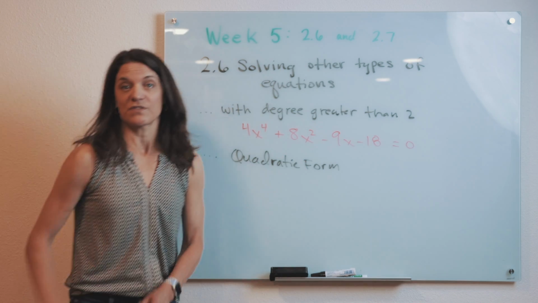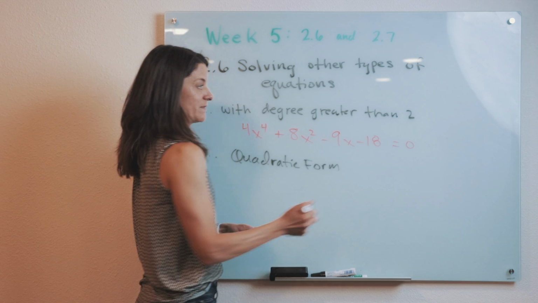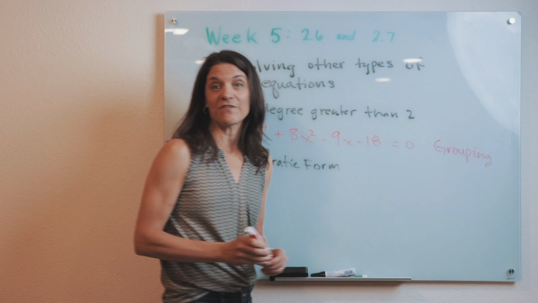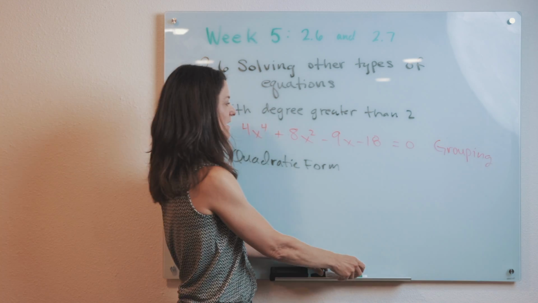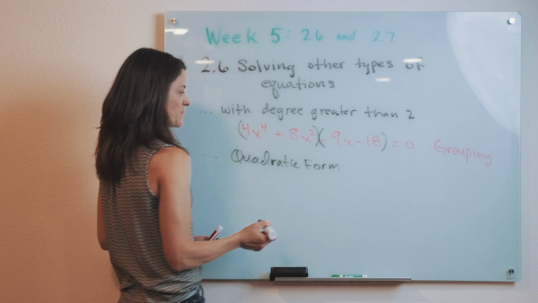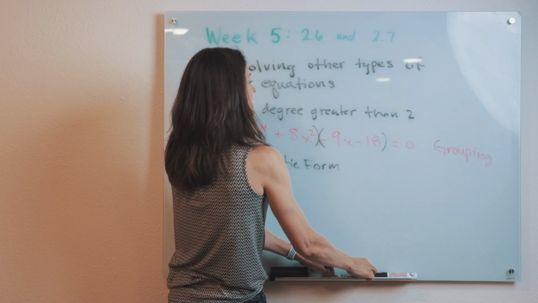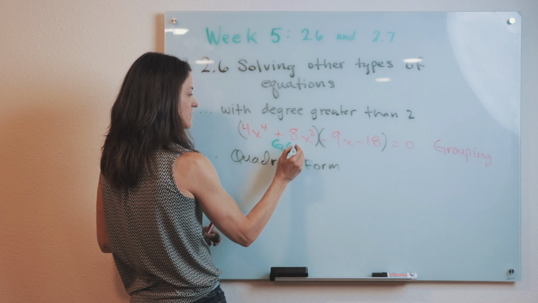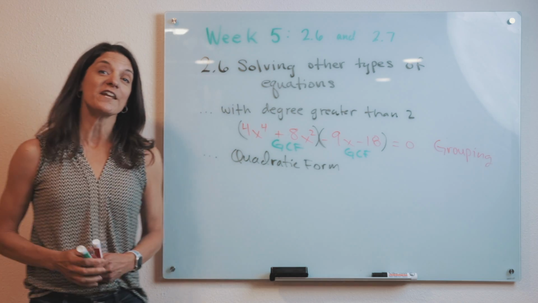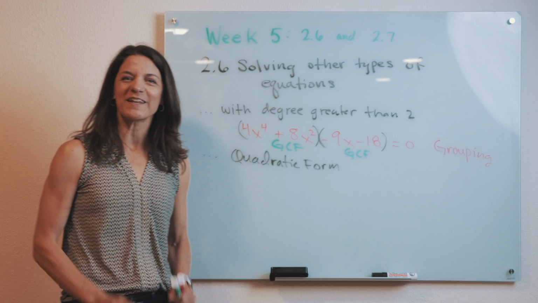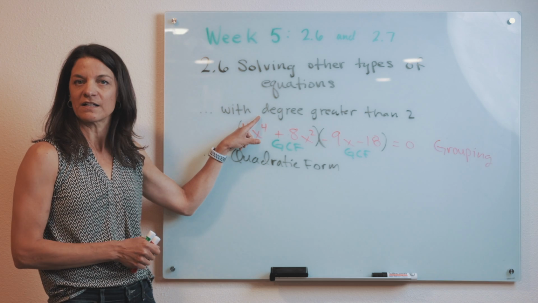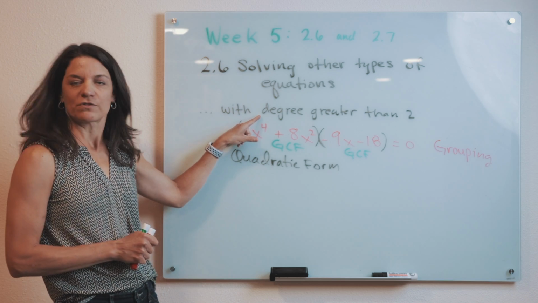Now, the great news is we're going to solve these by grouping, which we did back in section 2.5. So just as a little reminder, we group the first 2 terms, we group the last 2 terms, and then we find the greatest common factor of each of those. So in the video lecture, you'll see us play that all the way to the end and get the solutions, but that's just a little highlight of how we're going to solve these equations of degree greater than 2.